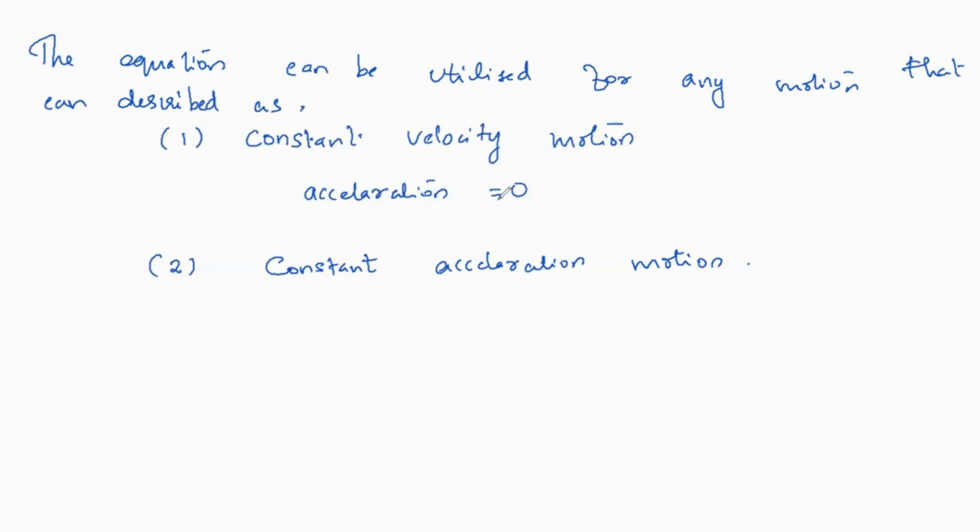Constant velocity motion means acceleration is zero, which is moving with a constant velocity. And also for constant acceleration motion, that means acceleration is there, and velocity is changing at a constant rate.